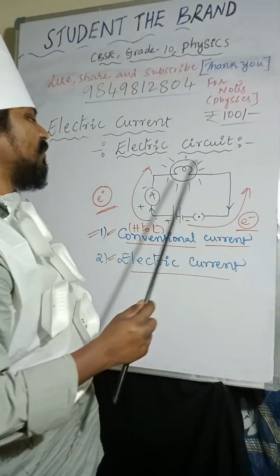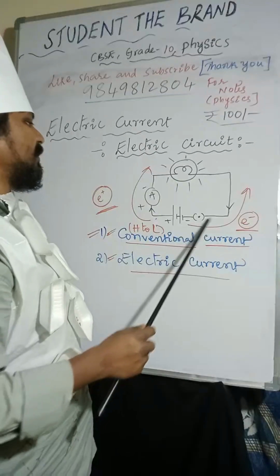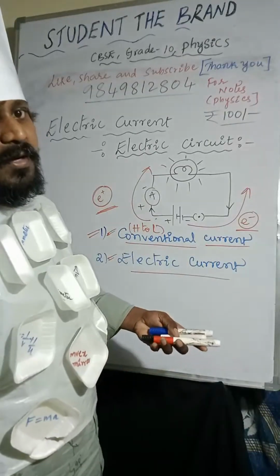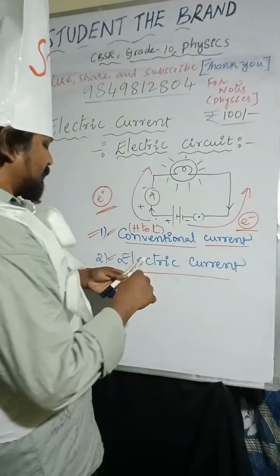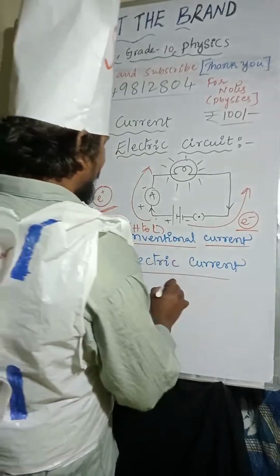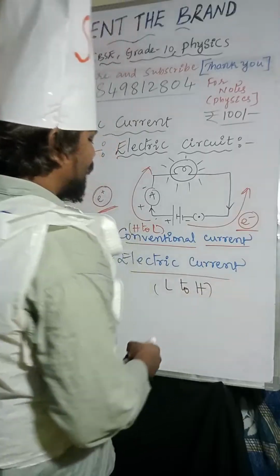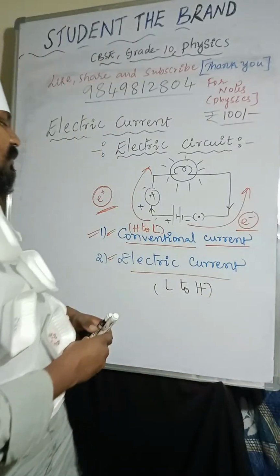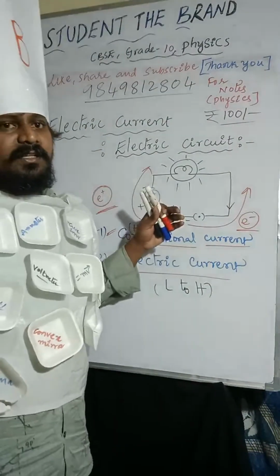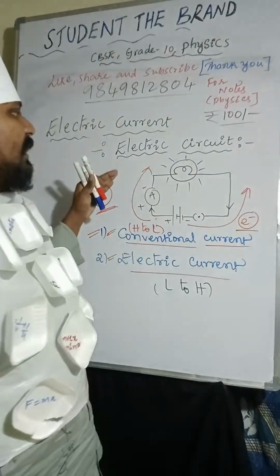Electrons will always move from low potential to high potential. That is very important. Low to high. So that is about electric circuit.